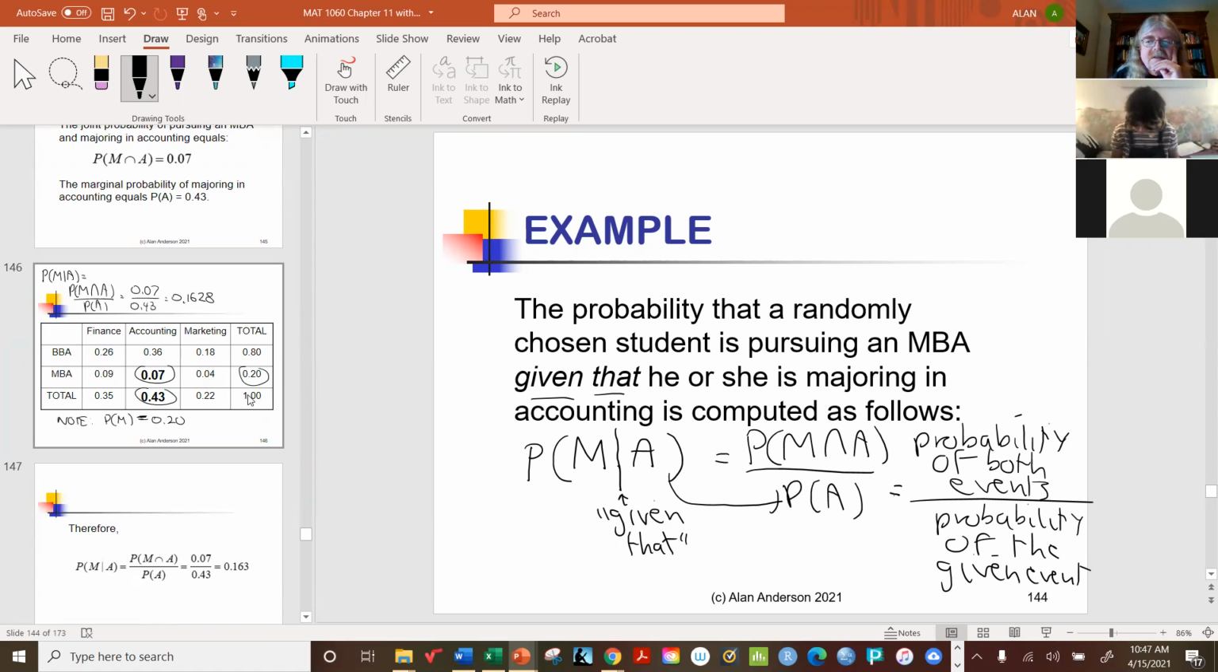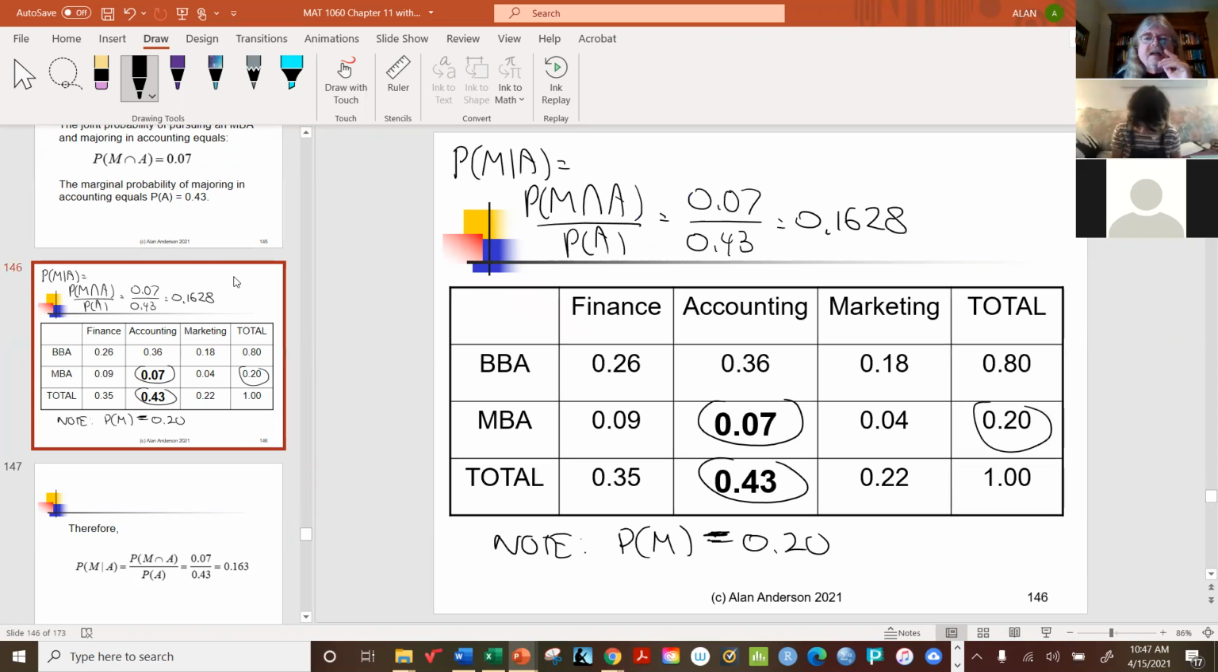So let's do this with the table. I've got everything together in one place. So the probability of M given A, I've rewritten the definition right here. And you can see this 0.07 is the probability of M and A. And down here, this is the probability of A. So you're just looking for the ratio of 0.07 to 0.43, which is approximately equal to 0.1628.